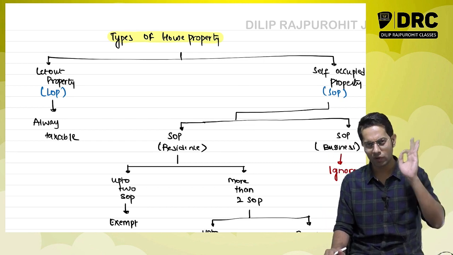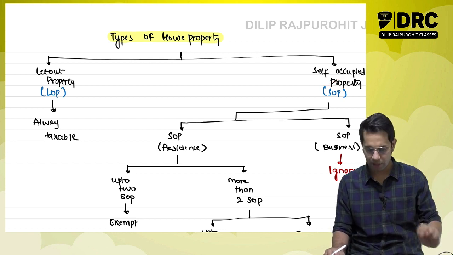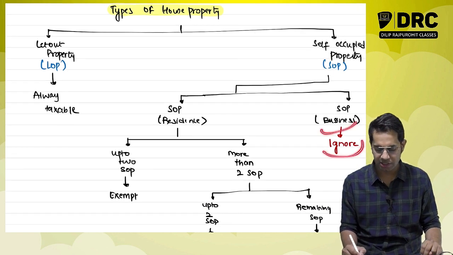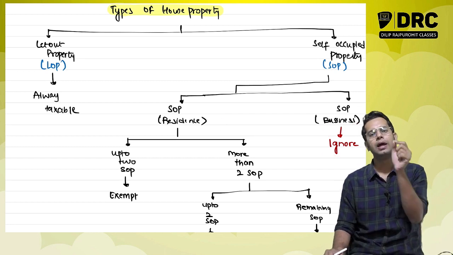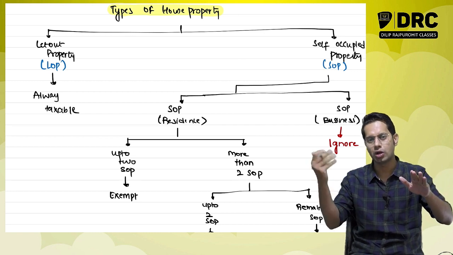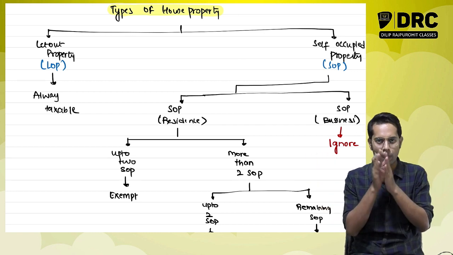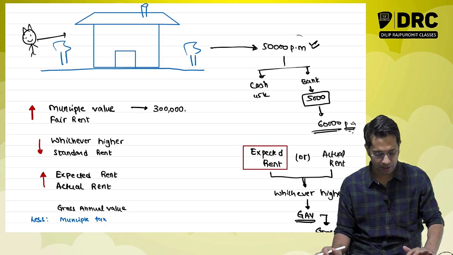Let out property is always taxable. For self-occupied property, check whether it is used for business purpose or for residence purpose. If it is used for business purpose, then please ignore it. If it is used for residence, then up to two properties are exempt. More than two is treated as deemed to be let out property and will be taxable.